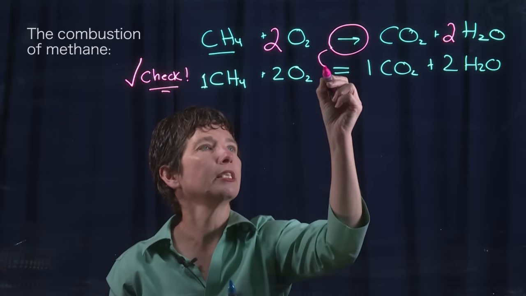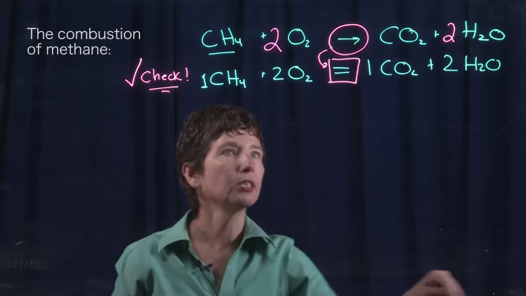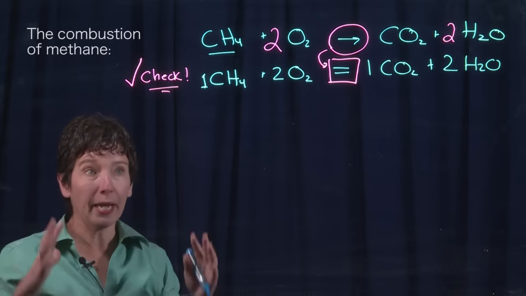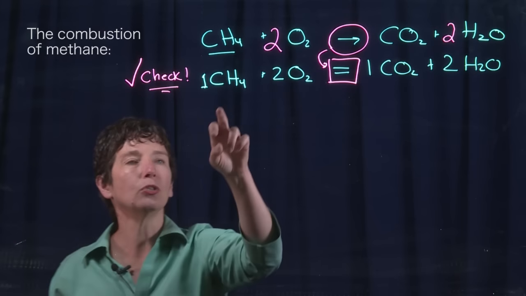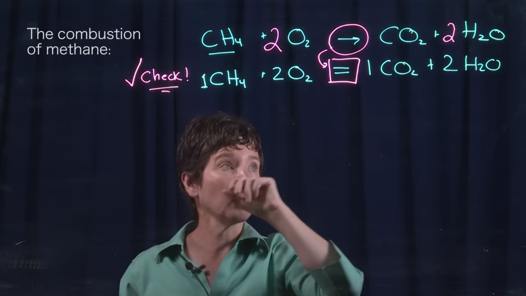That arrow really represents an equal sign in mathematical terms. And so what that then allows me to do is to make magic wands that I could use to convert between moles of reactants and moles of products.